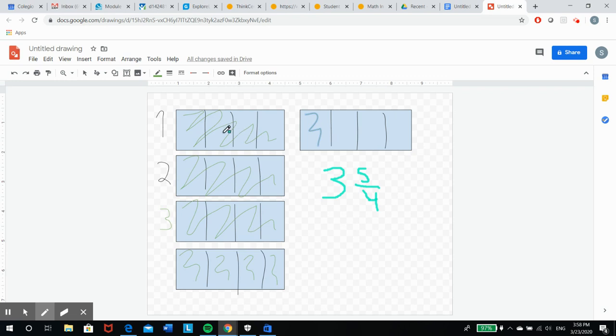So let's see. I have 3 wholes so far, but then this fraction is telling me that I have another full whole here plus 1/4, right? So I have 1 whole and 1/4, which is the same as 5/4. Now if I add them, I will have 4 wholes. Let's see, 1, 2, 3, 4 wholes and 1/4.